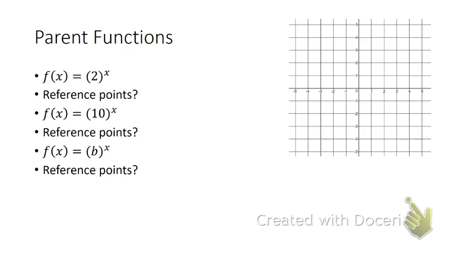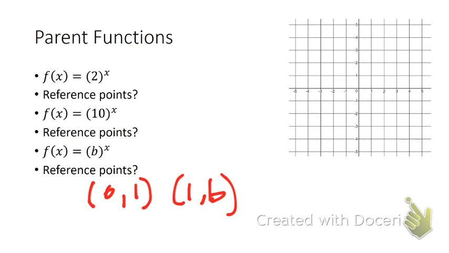Now the next function that we're going to talk about is the generic parent function, and that is f of x equals b raised to the power of x. And that b there stands for the word base, so that is a different b than we've been talking about with our function transformations. So that's just some base raised to the power of x. And again, the reference points will be (0, 1) and (1, b).